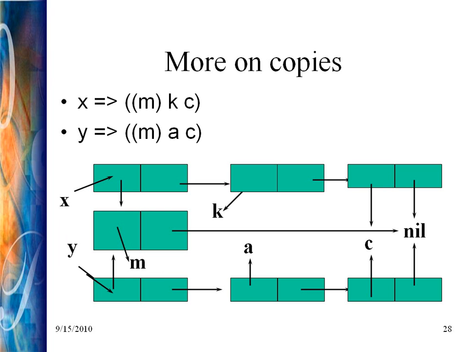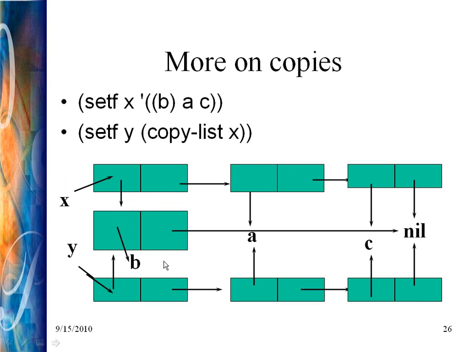And here is just an illustration of what we've just done. In memory, now we're pointing to this same list here, but now the car of the first cons of the list, the first element, points to M rather than B, which is what it pointed to before.